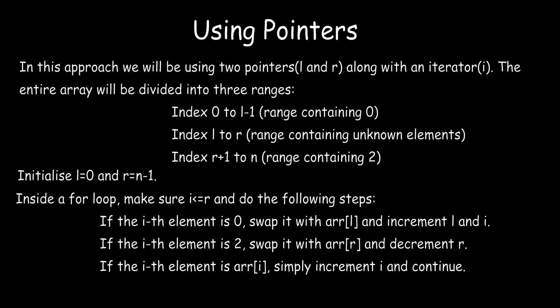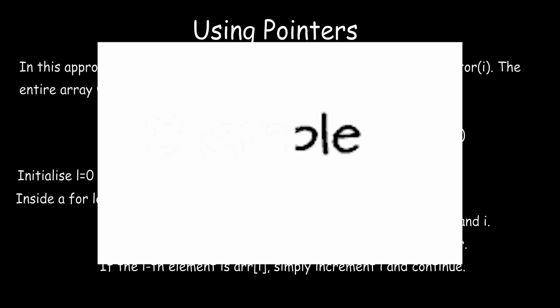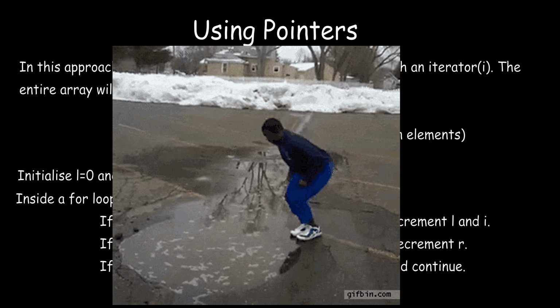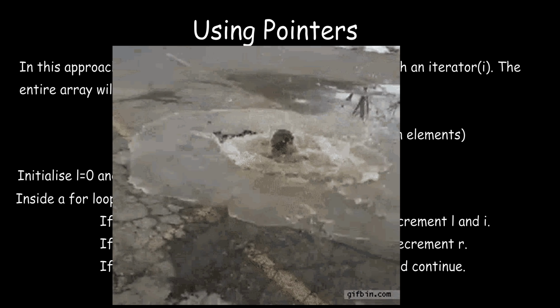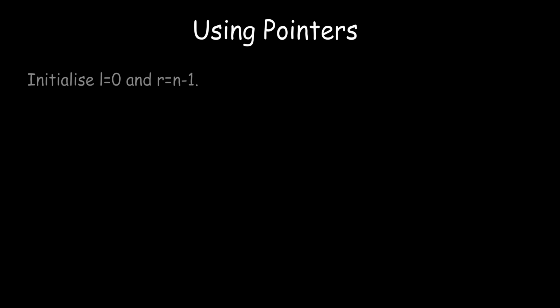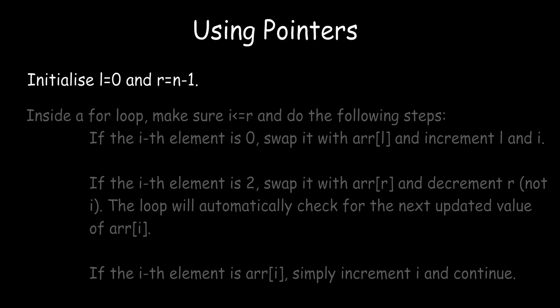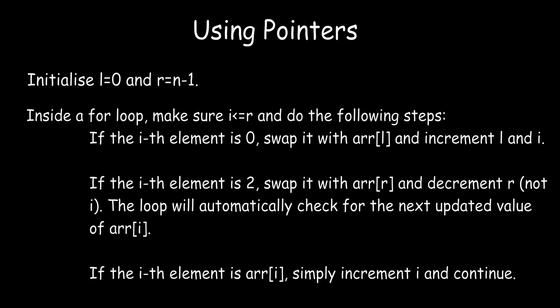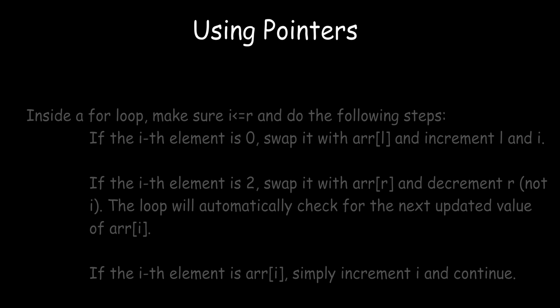So, I will not be using an example for this, and we will be jumping straight into the approach. The approach is to first initialize L equal to 0 and R equal to N minus 1. Then run a for loop with a condition of I less than or equal to R. In the for loop, it checks for the appropriate conditions. Now, let's look at the code for this algorithm.